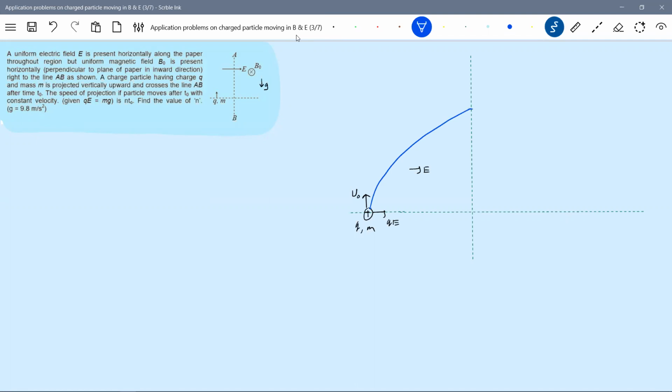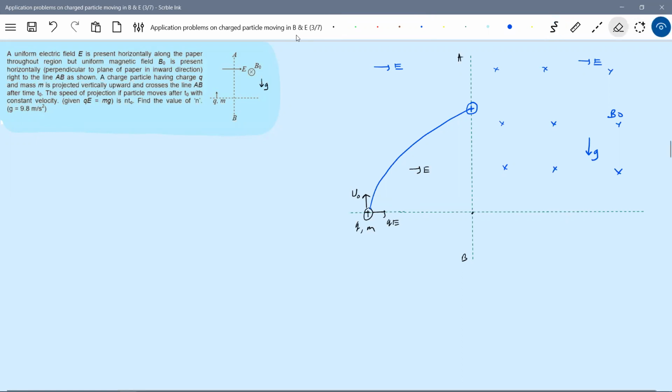And when it is entering here, the electric field is present throughout. Here also electric field is present. Here also electric field is present. The magnetic field is present only in this region. So let me indicate it so that it will be easy for you to judge what the problem is here. And gravity is present here. There's a B naught. Hope you are able to understand. This is the line AB. Here we have brought in a coordinate system, X and Y coordinates, so it will be easy for us.